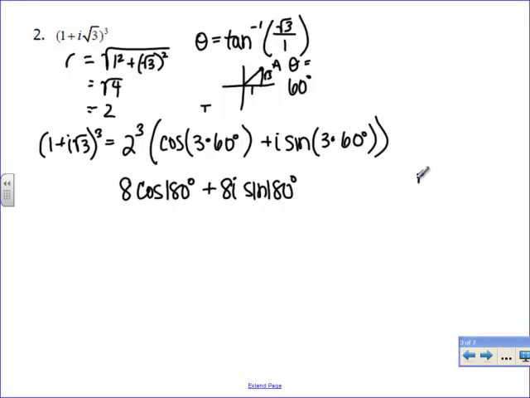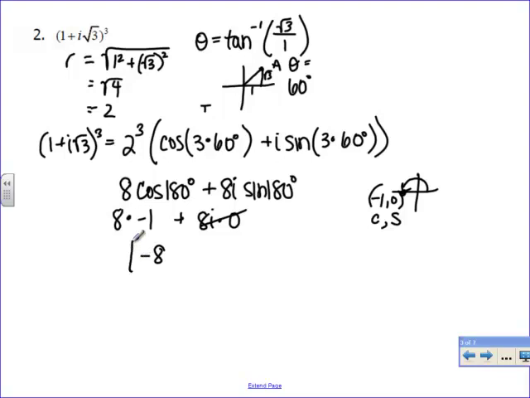I need to evaluate 180 degrees, cosine and sine. 180 is the point -1, 0 on our unit circle. That represents cosine and sine. So I get 8 times -1 plus 8i times 0. Anything times 0 goes away. I end up with -8 as the third power of this complex number.